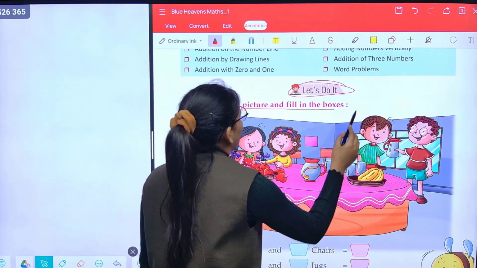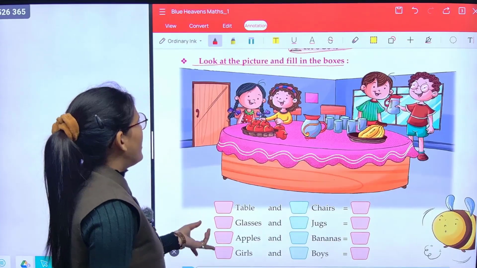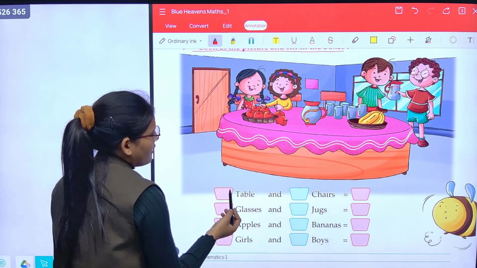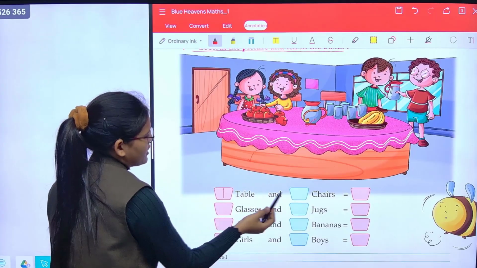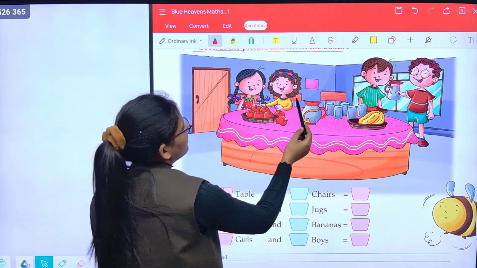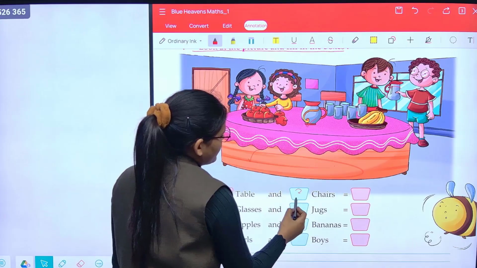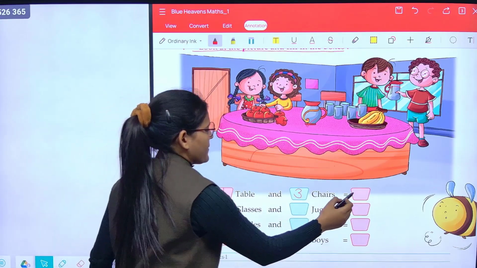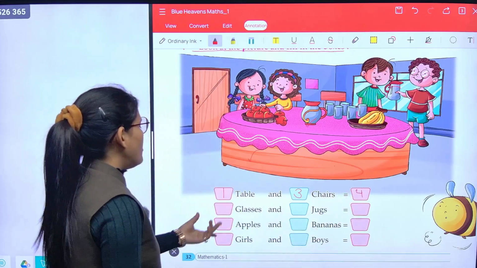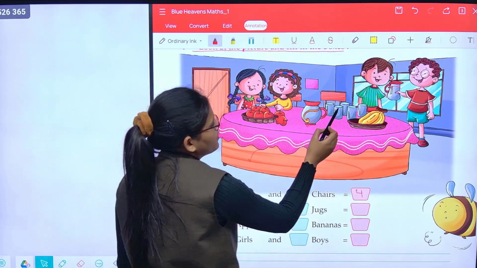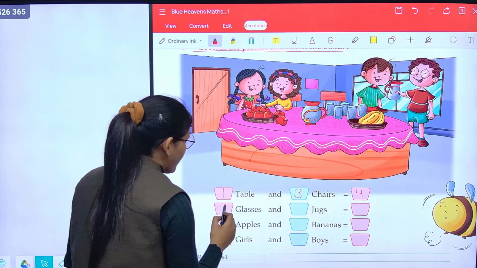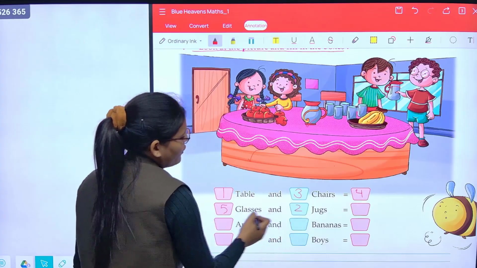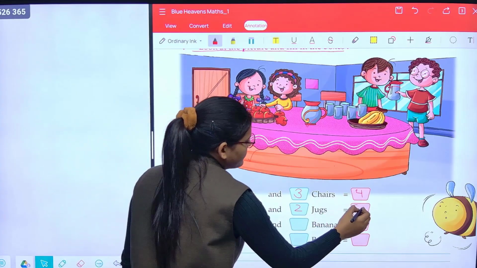Look at the picture and fill in the boxes. Now class, we have to count them. So, how many tables? One table. And chairs, how many chairs? 1, 2, 3. 3 chairs. And 1 plus 3 is equal to 4. Now, how many glasses? 1, 2, 3, 4, 5. And jugs? 1 and 2. So, 5 plus 2 is 7.